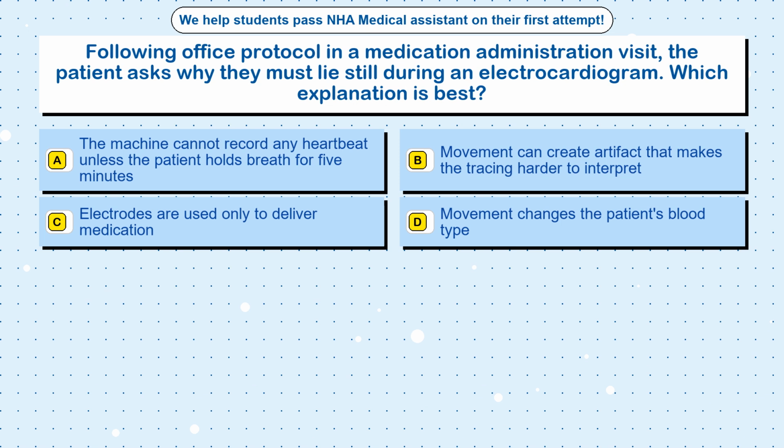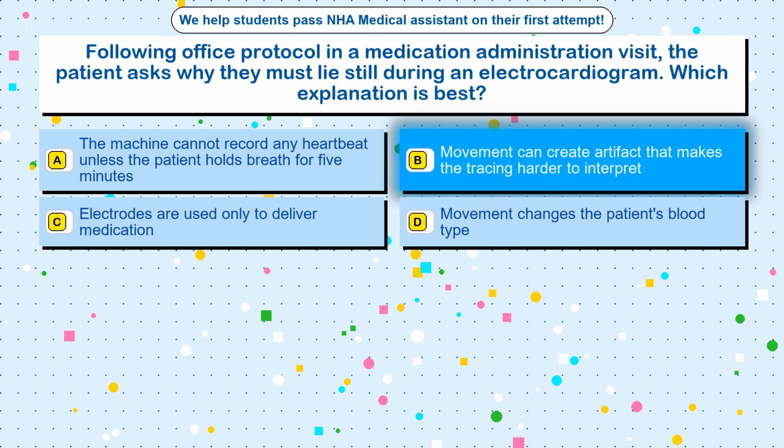Question 12. Following office protocol in a medication administration visit, the patient asks why they must lie still during an electrocardiogram. Which explanation is best? Option A. The machine cannot record any heartbeat unless the patient holds breath for 5 minutes. Option B. Movement can create artifact that makes the tracing harder to interpret. Option C. Electrodes are used only to deliver medication. Option D. A movement changes the patient's blood type. The correct answer is option B.